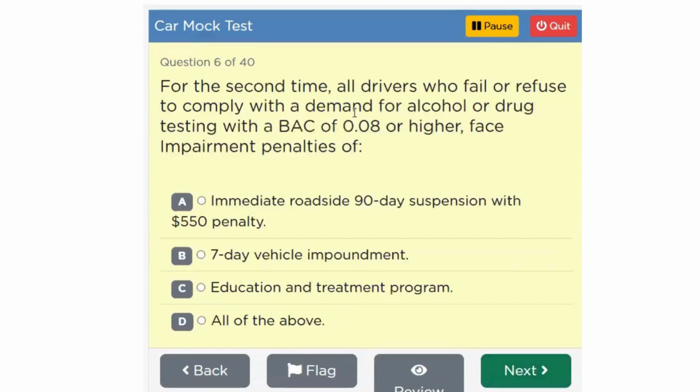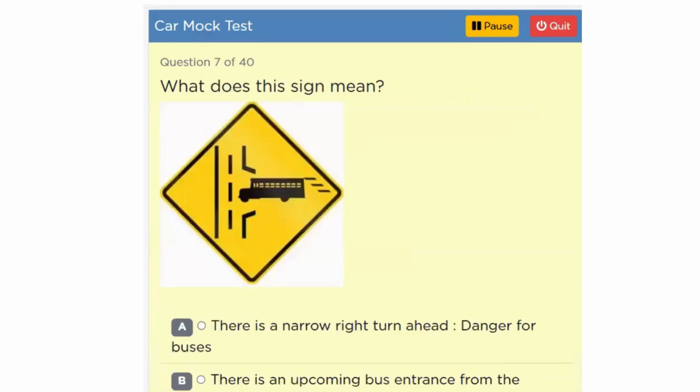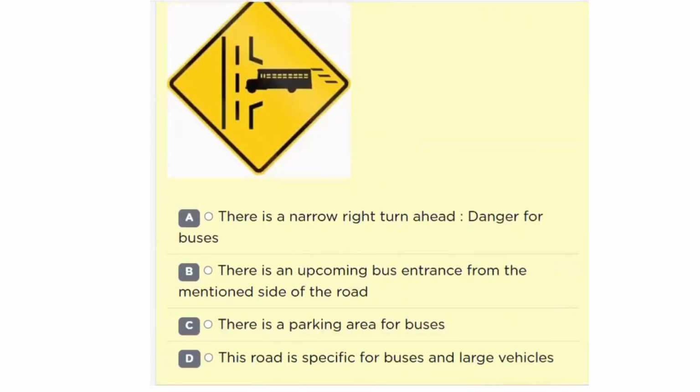For the second time, all drivers who fail or refuse to comply with the demand for alcohol or driving test with BAC of 0.08 or higher face impairment penalties of, I think it has to be all of that. 90 days suspension, 550 penalty, 7-day vehicle impoundment. Has to be all of the above. Okay, this one we had last time.